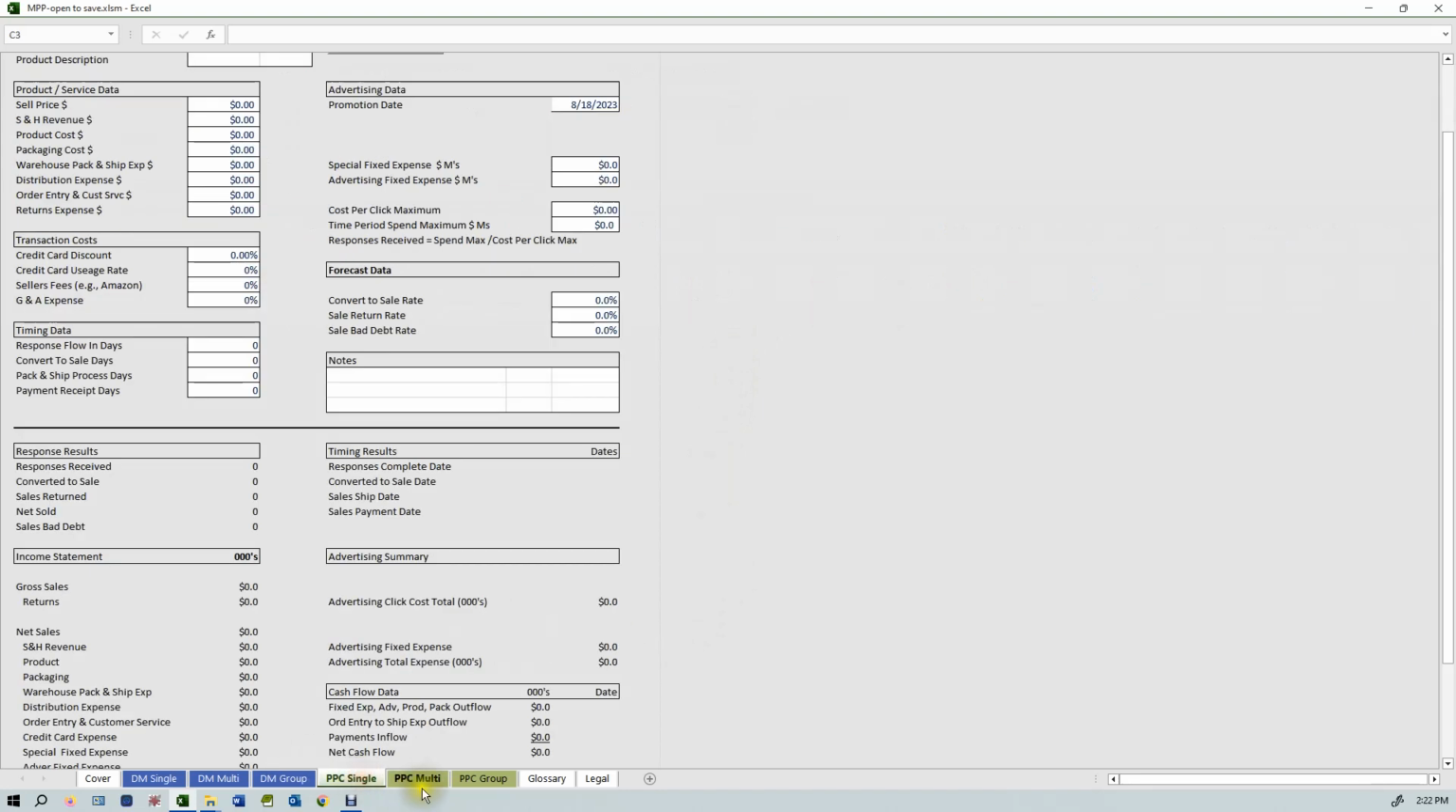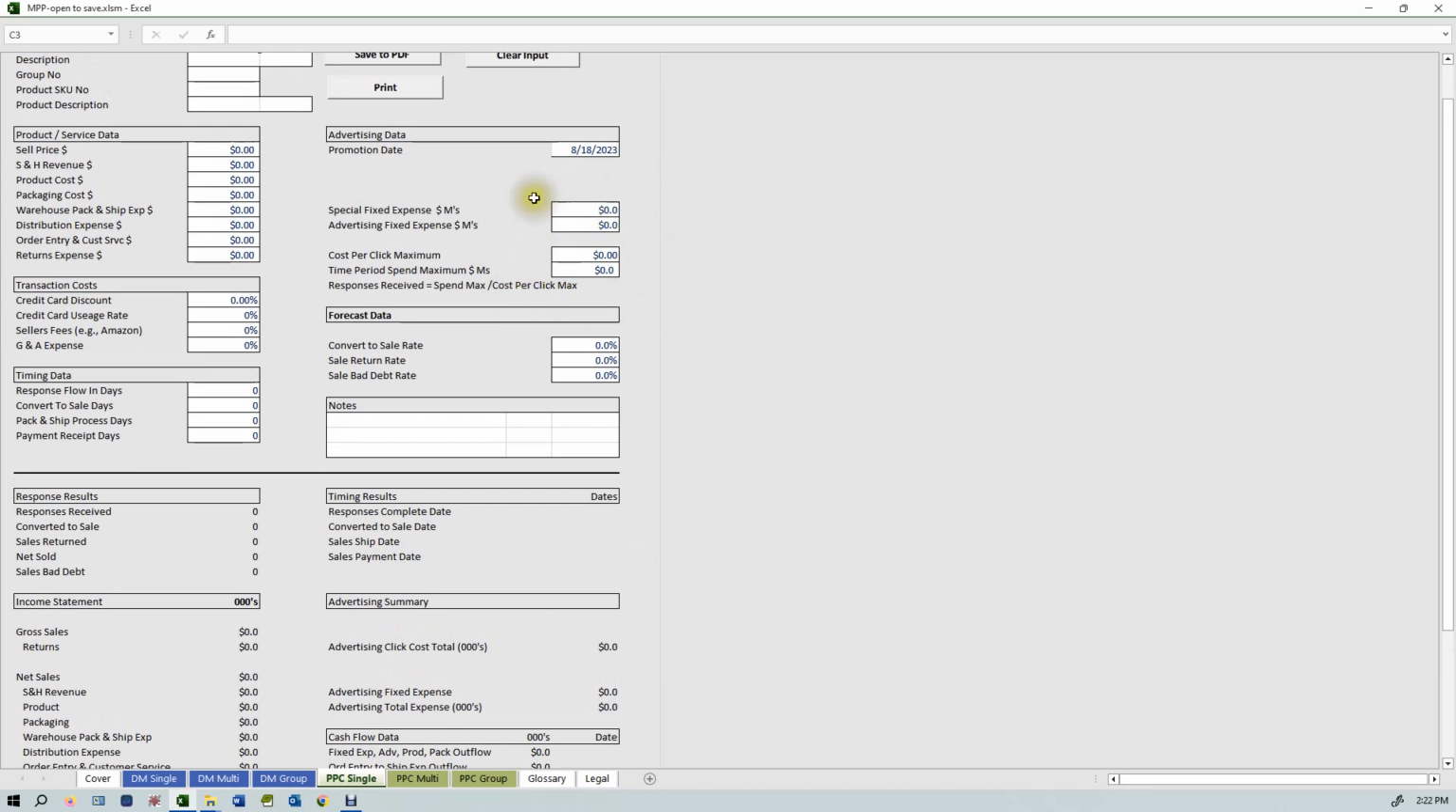Pay-per-click single, pay-per-click multi, and pay-per-click group all look the same as the others. However, of course, there are differences in the calculations and in the input areas for the advertising costs and the cost per order to create a customer.